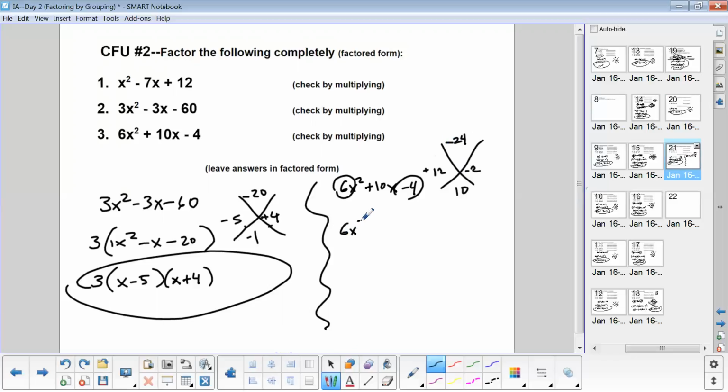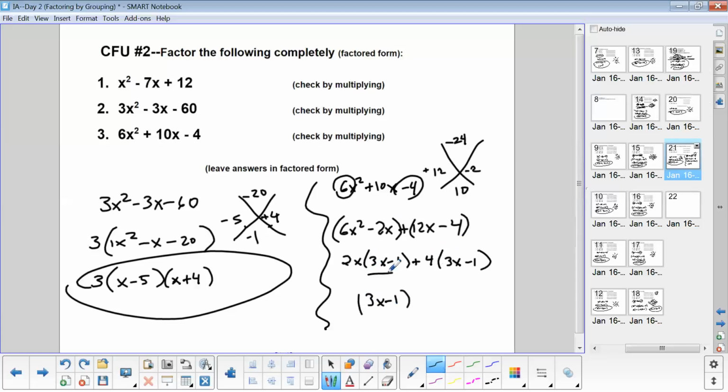So remember, we rewrite our first term, and I'm going to flip-flop these because I can and make it 2x plus 12x minus 4. You've got your 4 terms, so we'll group. 6x squared and 2x would be 2x, and that'll be 3x minus 1. And 4 would be the GCF here, so 12x divided by 4 would be 3x. Negative 4 divided by positive 4 would be negative 1. And 3x minus 1 shows up for both terms. Factor that out, you've got 2x plus 4 remaining.